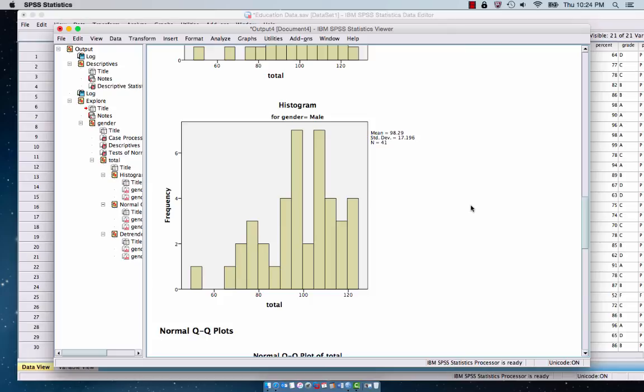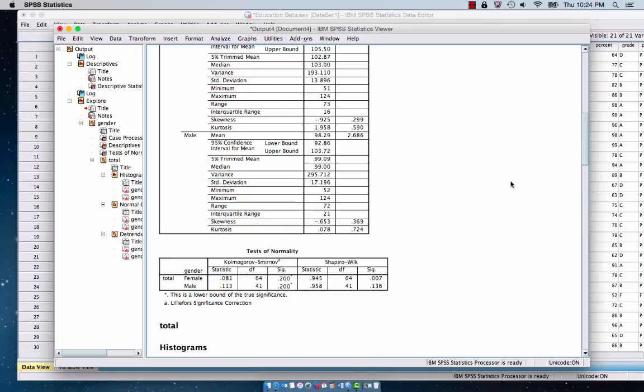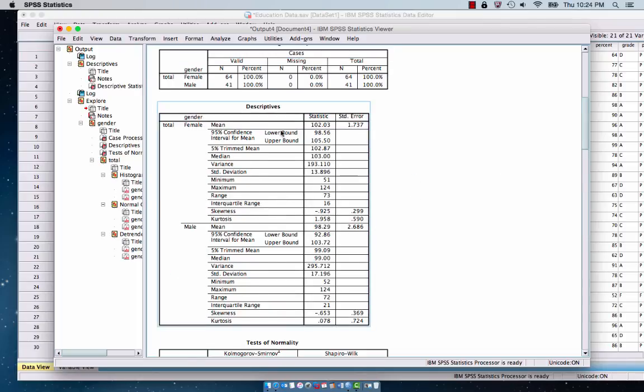So this is how we can get the descriptive statistics not only for our total overall variables, but also by male and female.